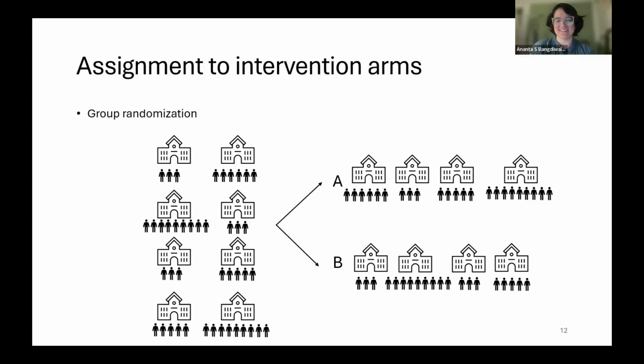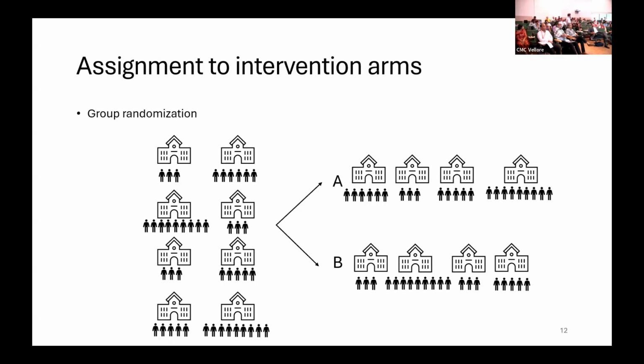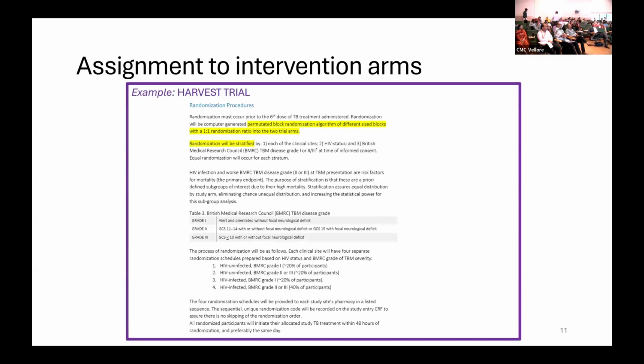Great. Okay, so next topic is blinding, and oh, sorry, another question. Ma'am, after block randomization in the Harvest study, what did you do so that the blocks have similar features?